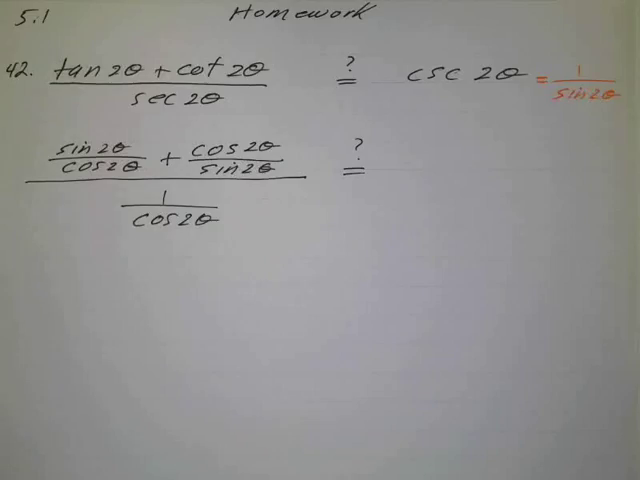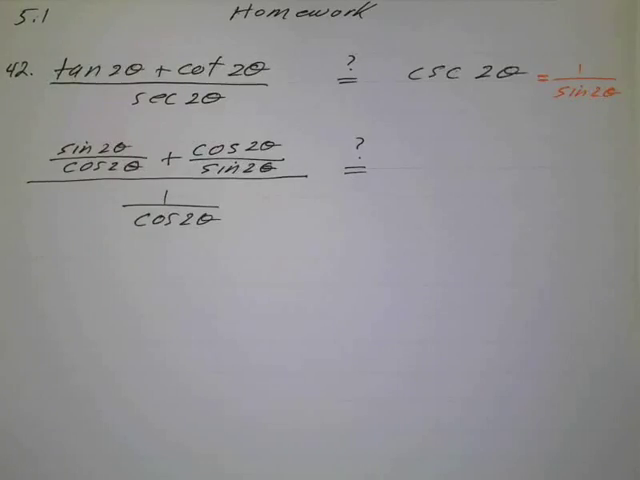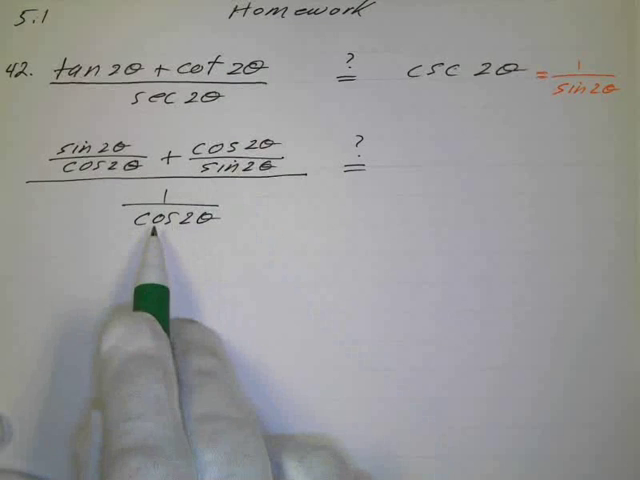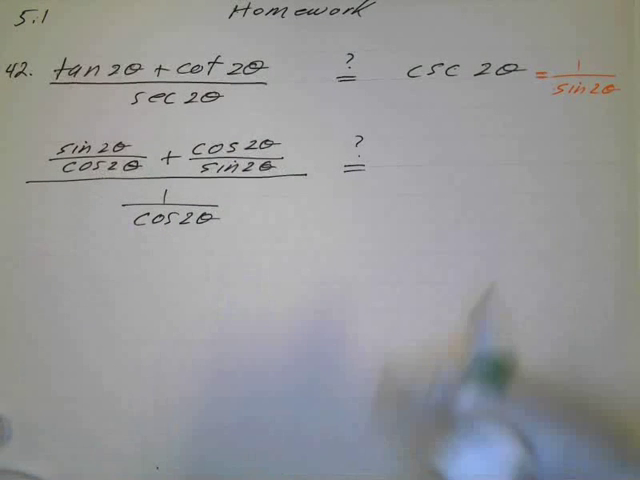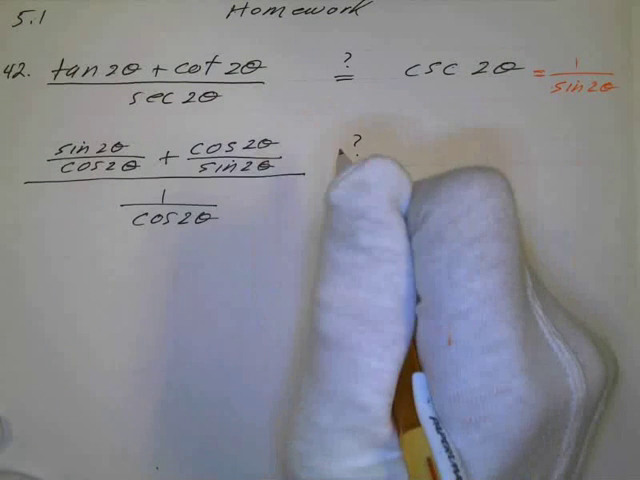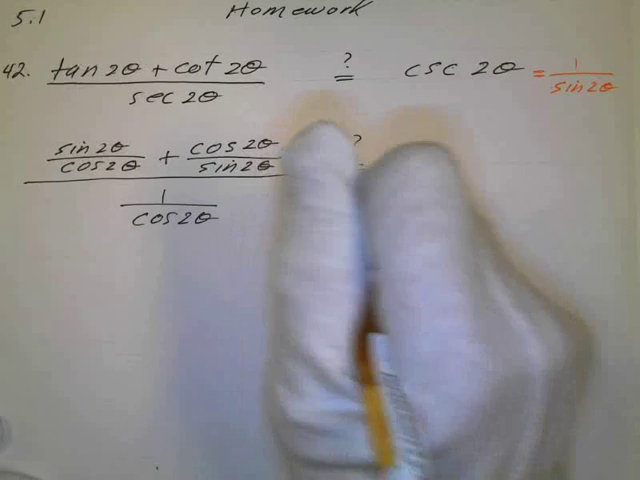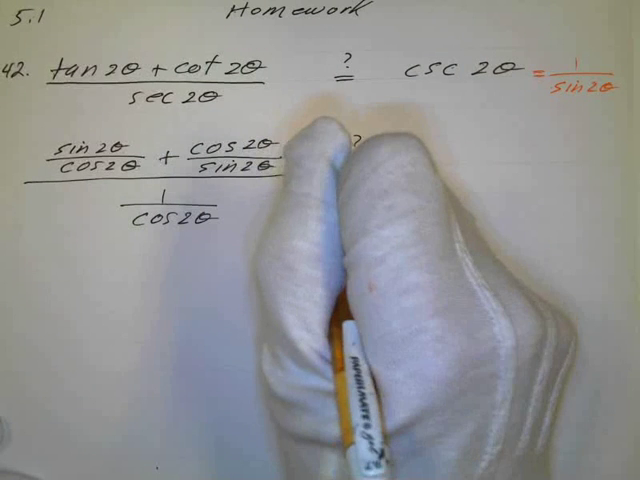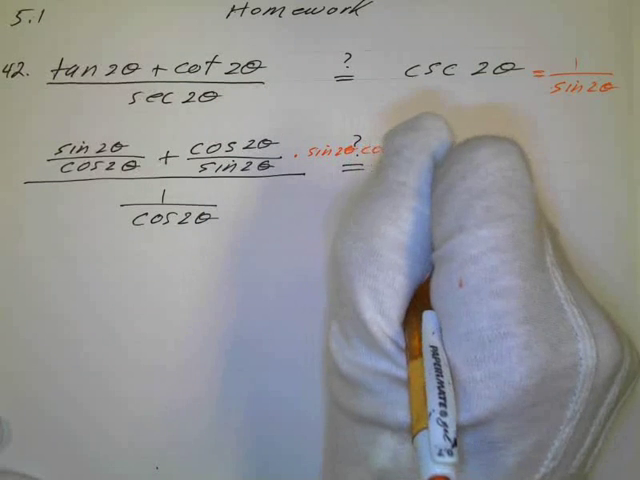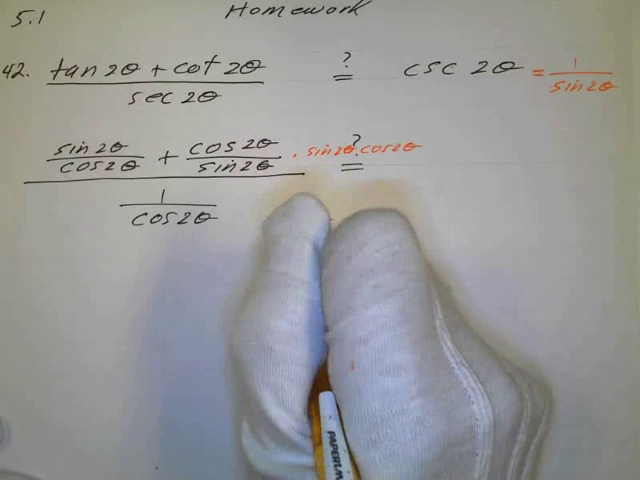Now we have a complex fraction. Remember I told you when you have these big complex fractions, the easiest way to take care of them is to multiply the top and the bottom by the least common denominator of all the denominators. On the top I've got these two, so my common denominator would be the product of those. And here I've got this, but that's going to be covered by that. So my LCD for this whole thing is, I'll put it over here because it's going to overlap, the sine of 2 theta times the cosine of 2 theta.